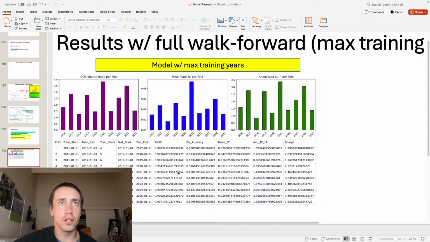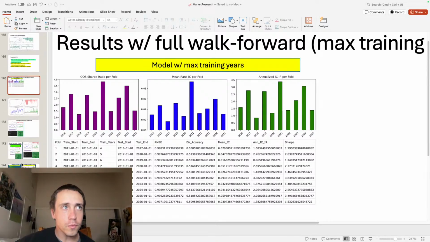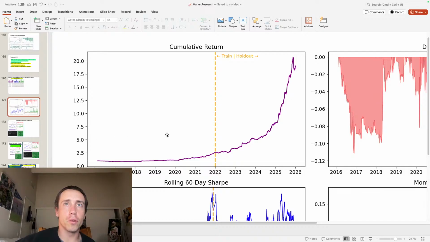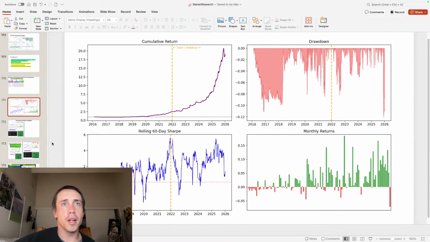Here's a better analysis. So this is more metrics. And you see that it's really good on every year that it's testing. So I have a really good model. What I need to do now is implement a good portfolio strategy for this. That's what I've been working on. And I've been having trouble doing that.